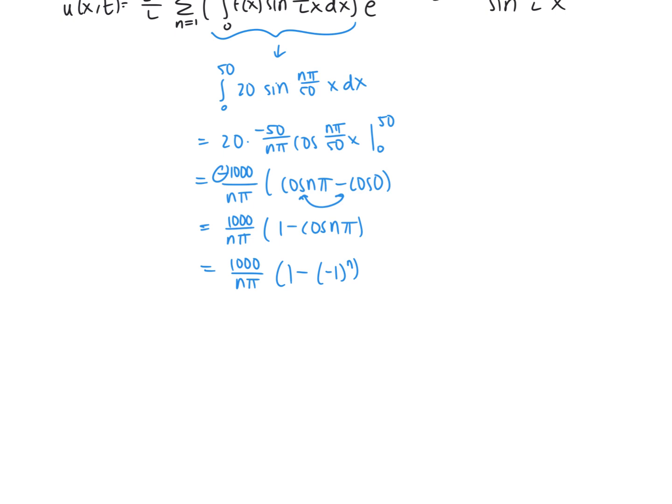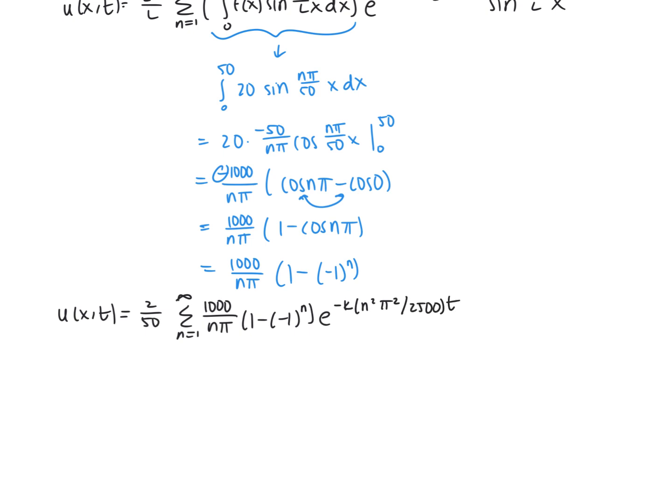Okay, so what this gets us to then is our u of x,t is 2 over 50, the summation from n equals 1 to infinity of 1,000 over n pi, 1 subtract negative 1 to the n, e to the negative k n squared pi squared over 2,500 t, sine of n pi over 50 x. And then I'm just going to clean this up a little bit, pulling anything out of the summation that I can.